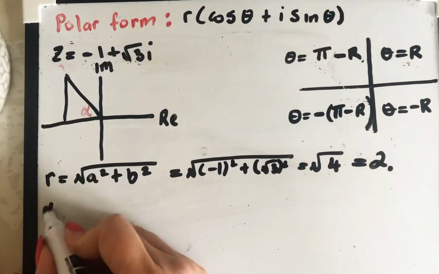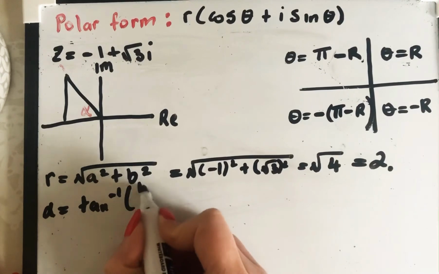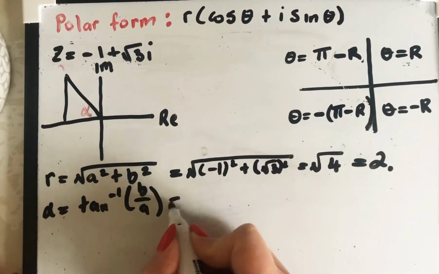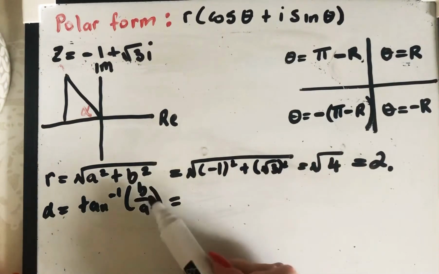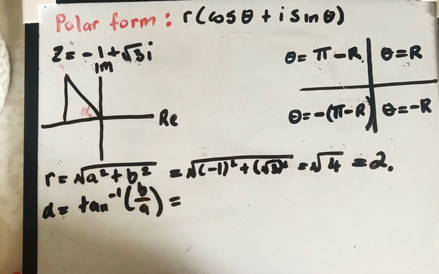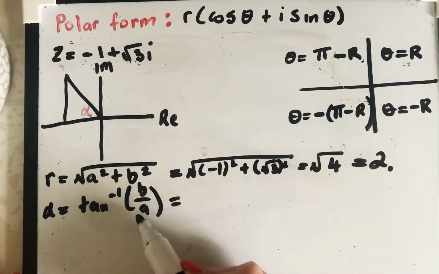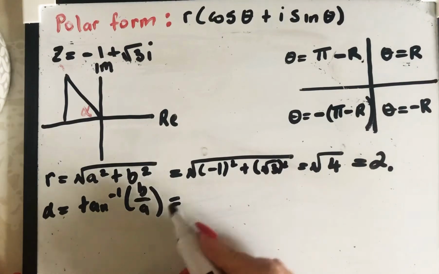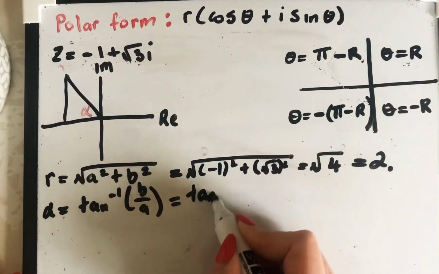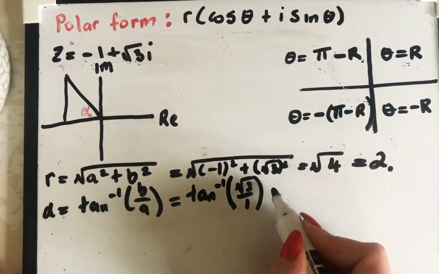To do that, we have the formula tan inverse of b over a. Now, it's important when you're working with this that you do not put in the negative. For example, the a, which is our real number, has got a negative on it. We're going to leave the negative out because these are lengths and they relate to Pythagoras' theorem, and you can't have a negative length. So tan inverse of root 3 over 1.